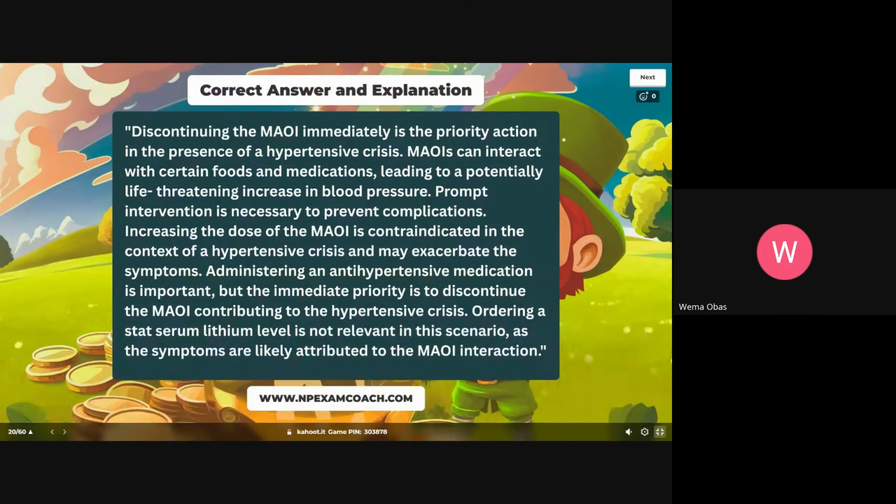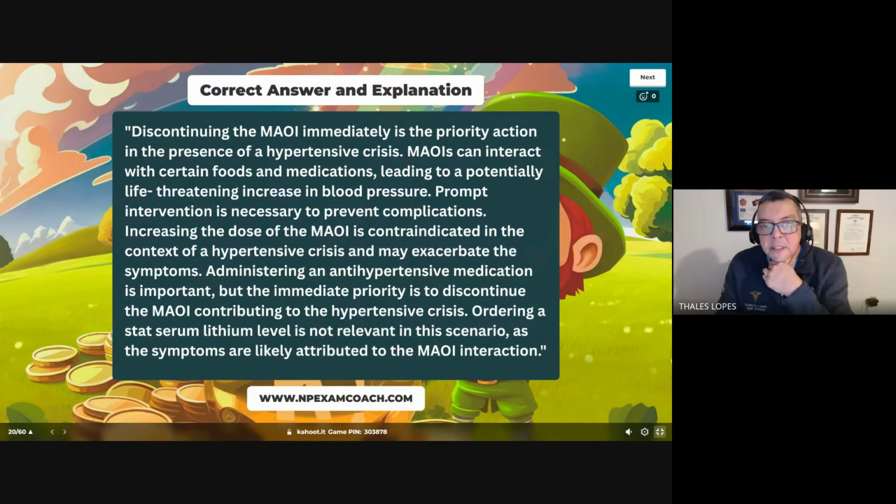Dr. Lopez, I have a question. Sure, please. Why did you say you would give a patient an antipsychotic as opposed to lithium for mania? Because lithium has a narrow therapeutic window, and you cannot give lithium fast.